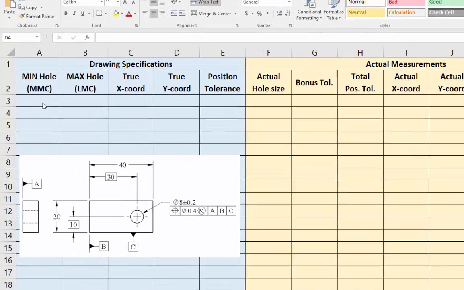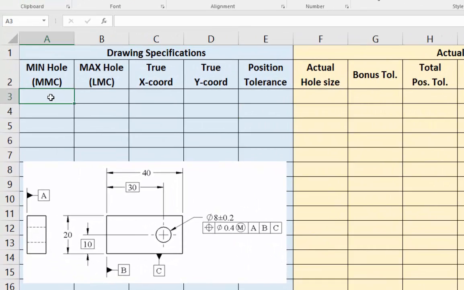So let's go ahead. In this cell right here, the minimum hole size can be determined from the drawing, which equals the 8 millimeters subtracted by the 0.2 millimeter size tolerance.